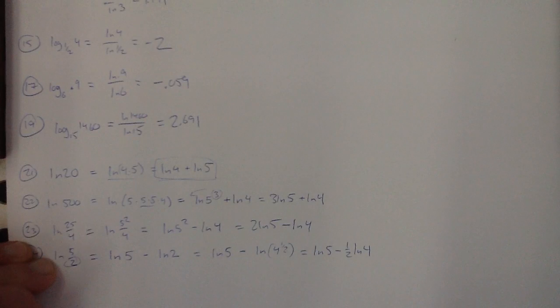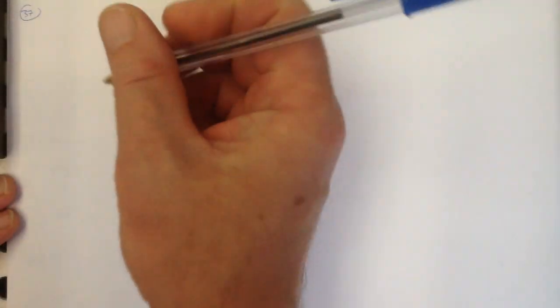All right. What's next? 37. We are going to use the properties of logarithms to rewrite and simplify the logarithmic expression. Okay, so let's see what we think that means.